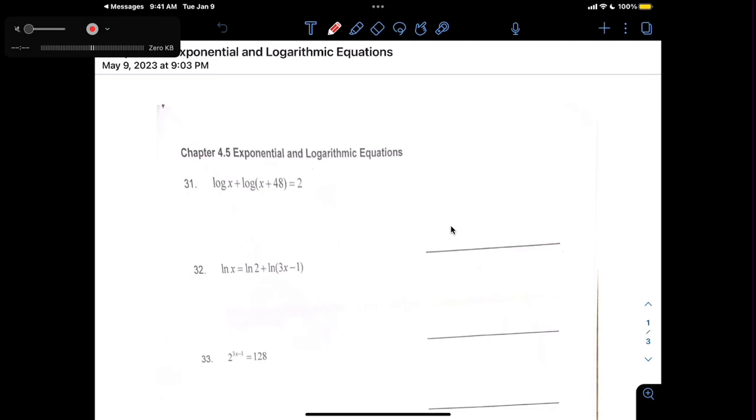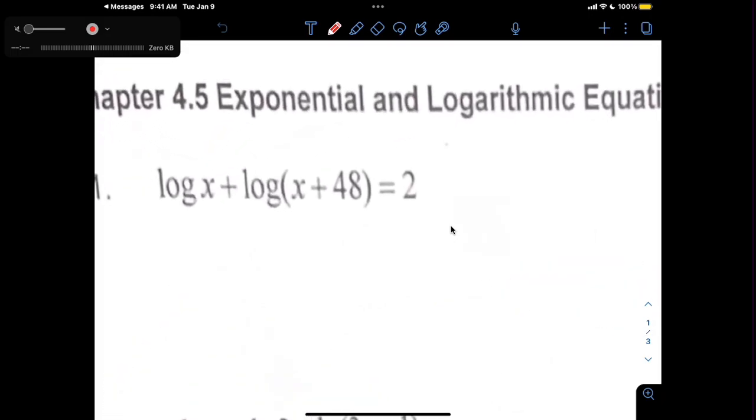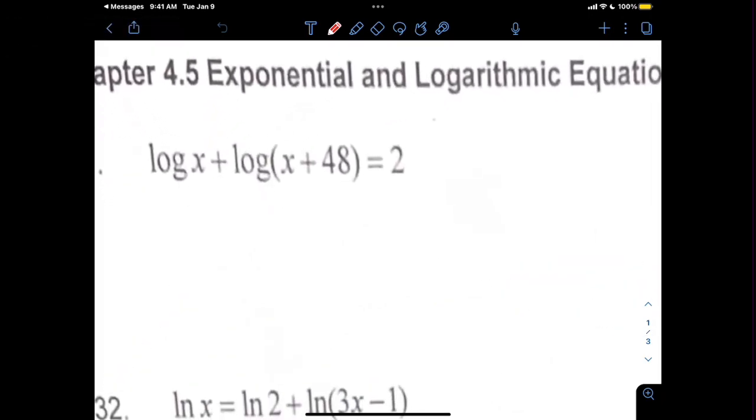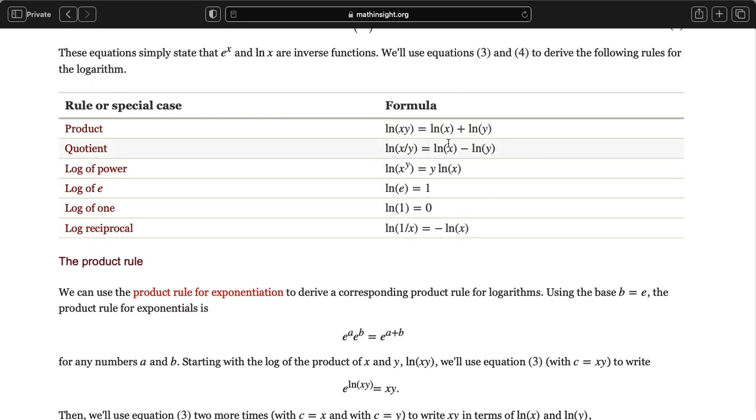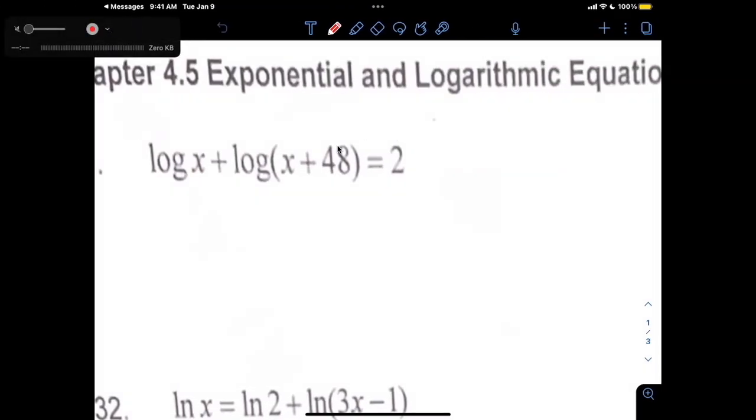So let's take a look at this first one. Here I see that I have separate logs. So I know that my rule is if I want to have two separate things like I do there, I can combine them by multiplying them together. So I'll go over here and I'll multiply what's in here times what's in here.